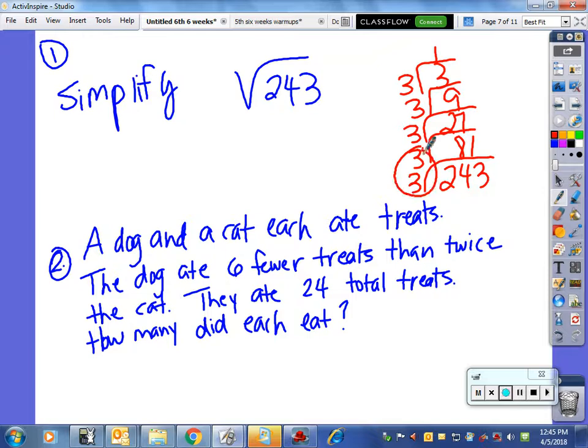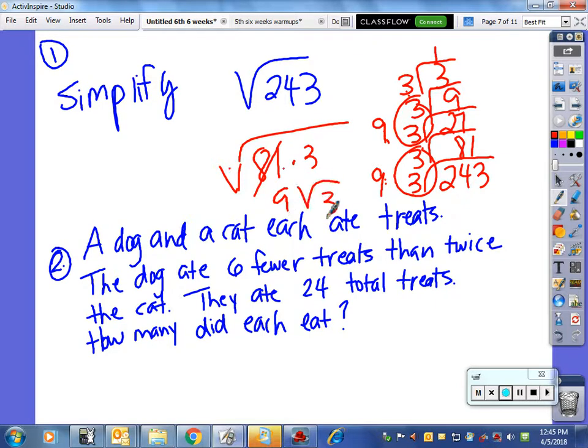Okay, but look what you're going to get. A pair of 3's, which is a 9. Another pair of 3's, which is another 9. And what do those make together? 81 times this leftover lonely 3. So even if you kept going, you still should get the same answer. The 81 comes out as a 9, and that 3 had to stay in there.